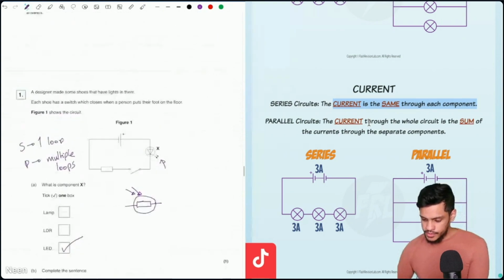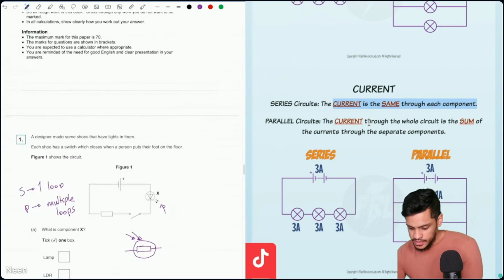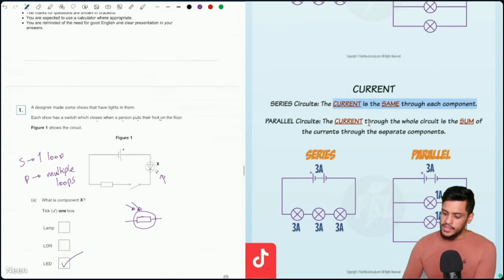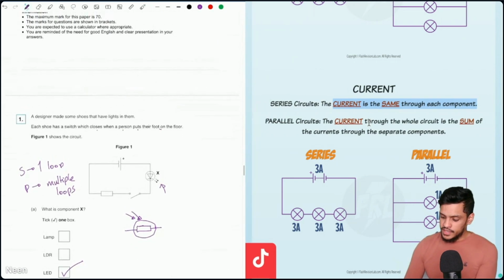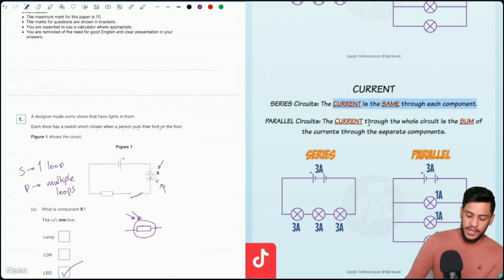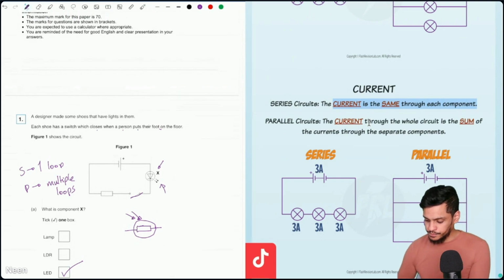Okay, so this question says a designer made some shoes that have lights in them. Each shoe has a switch which closes when a person puts their foot on the floor. So basically, imagine a shoe. At the bottom, you have this circuit, and every time you step on the floor, that pressure is going to cause this switch to close. So when that switch closes, it's going to cause this LED to light up. So it's one of those shoes that light up when you walk.